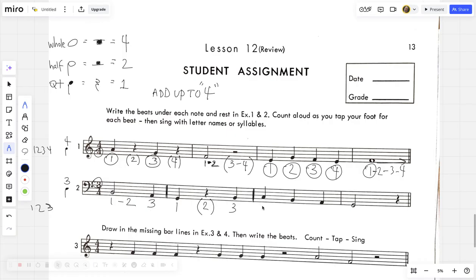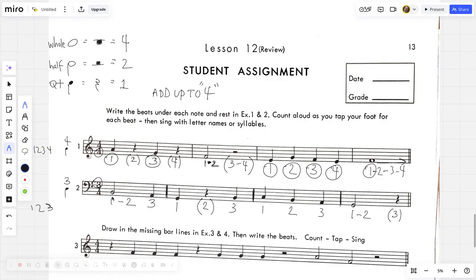Bar line resets the count to 1. This is a quarter note, it's the first beat. This is a quarter note, it's the second beat. This is a quarter note, it's the third beat. Bar line resets back to 1. This is a half note, it's 1 dash 2. And this guy over here is a quarter rest, so the third beat is a beat of silence.